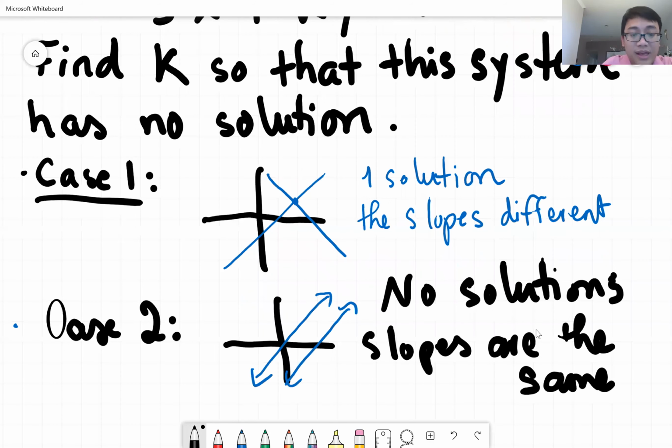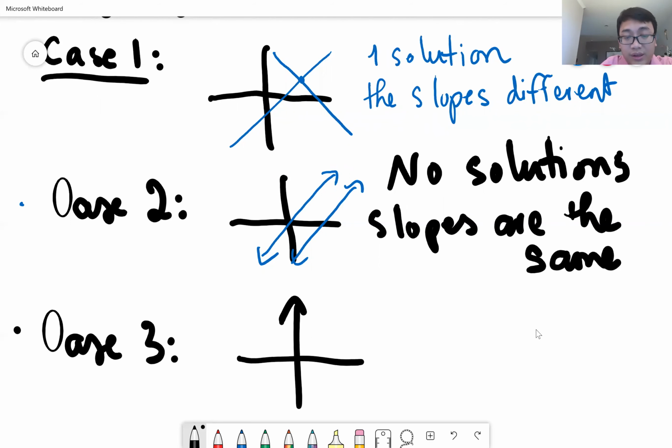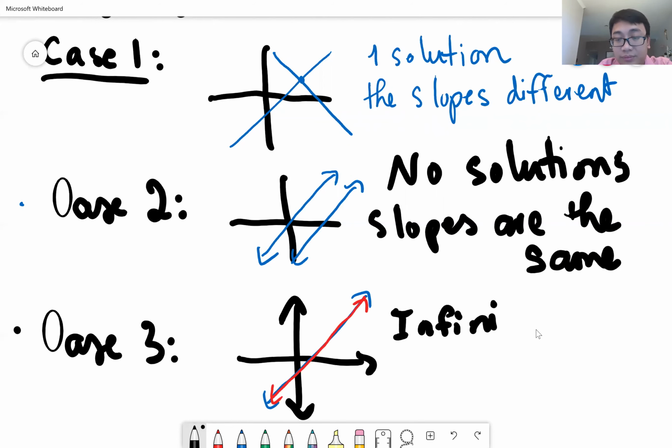And then there's the last case, number 3. It's when you graph two lines and they are on top of each other like this. And what happened? If you notice, the solution is where they cross each other, but here they're overlapping each other. That means they cross each other at infinitely many points. So in this case, you have infinitely many solutions.